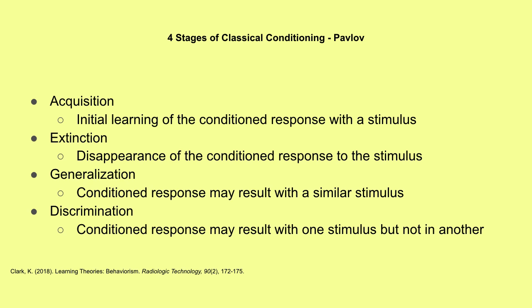There are 4 stages to classical conditioning. Acquisition, the initial learning of the conditioned response with a stimulus. My dog Rufus gets a treat and a verbal praise, good boy, for bringing his red ball after I throw it.